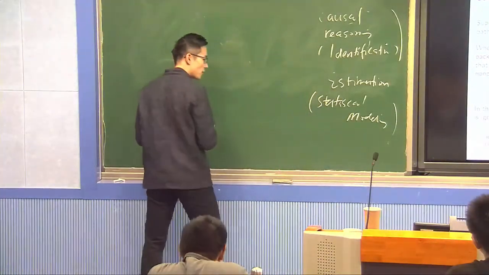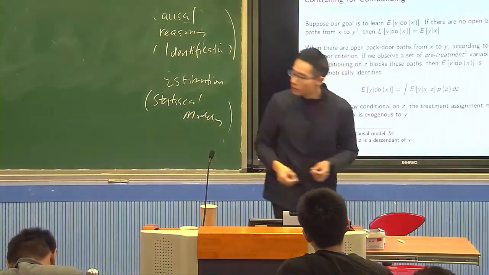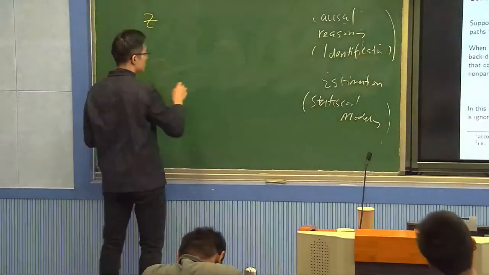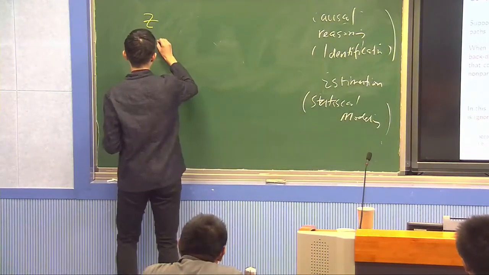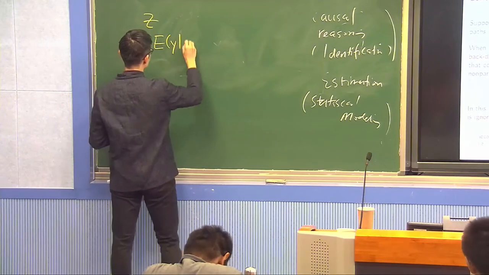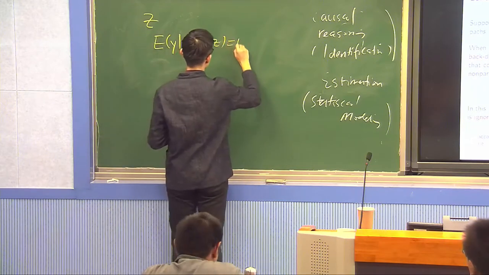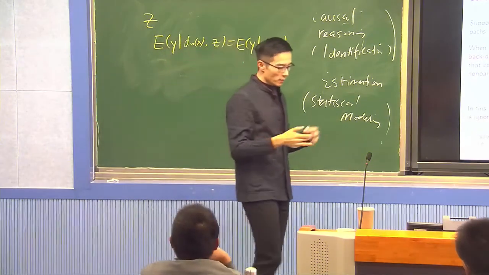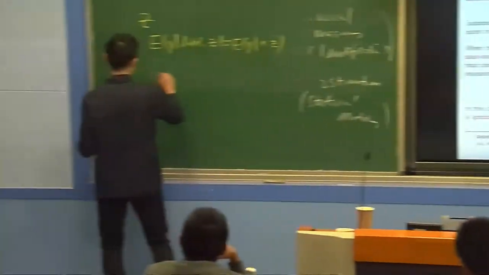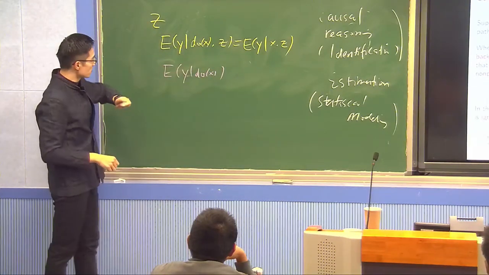Now, the backdoor path, so let's think about it. Suppose there is a variable Z that satisfies the backdoor criteria. If Z satisfies the backdoor criteria, we know two things. First of all, E[Y | do(X), Z] is just equal to E[Y | X, Z]. Okay, so if Z satisfies the backdoor criteria, we have that, right? Now, what we're interested in is E[Y | do(X)], not E[Y | do(X)] conditional on Z, but E[Y | do(X)].